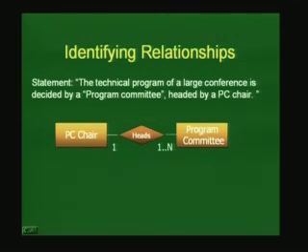Similarly, let us look at another statement. The technical program of a large conference is decided by a program committee headed by the PC chair. Same statement. So again, program committee here, and PC chair heads program committee. That is, a PC chair is an entity which we have found, and a PC chair heads a program committee. Now here, we see that the cardinality of a program committee being headed by a PC chair is clear: one program committee should have exactly one PC chair.